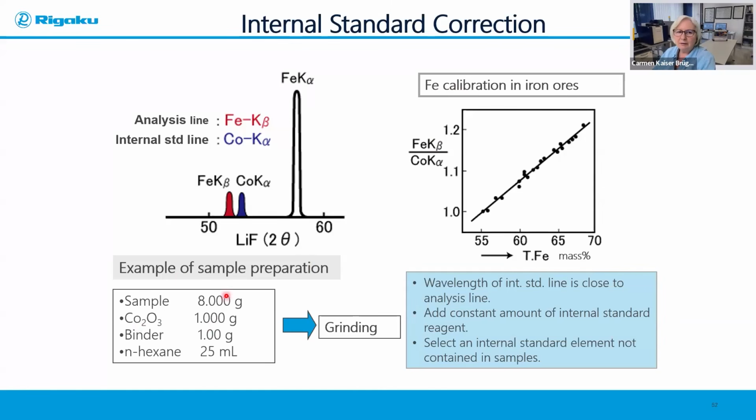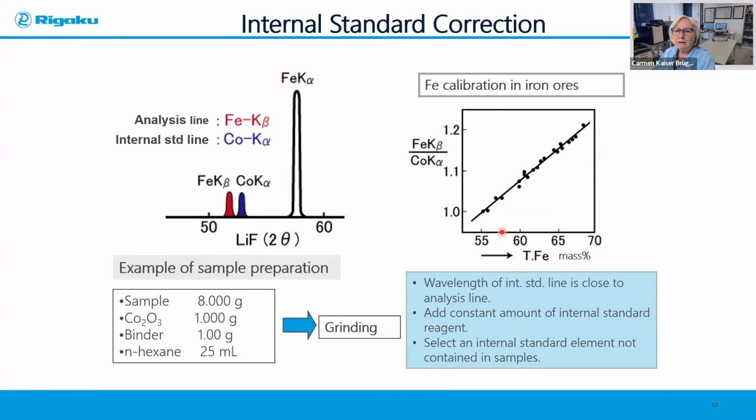And if we mix these combinations, the sample with the internal standard and the binder, and we use hexane as a grinding aid to reduce particle size, this mixture is then used to plot the line. So in the application, we measure the iron K beta and the cobalt K alpha. And when we ratio the two, we have what we call a matrix correction. This matrix correction is called a ratio correction method using the internal standard. So it's very, very useful in these applications.